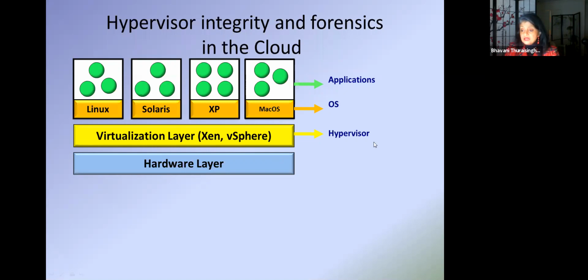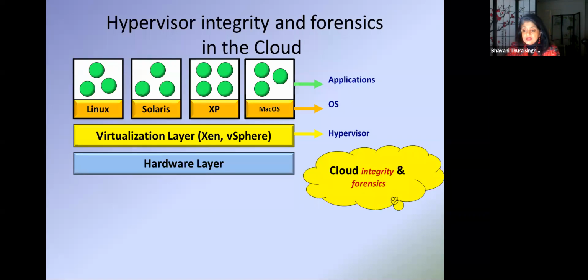Applications, operating system, hypervisor. This is the work of two people, Dr. Jichang Lin, who was a team member. Now he's at Ohio State. And by the way, earlier when I said Dr. Alvaro Cardenas, he's now at the University of California, Santa Cruz. And then also Dr. Kevin Hamlin.